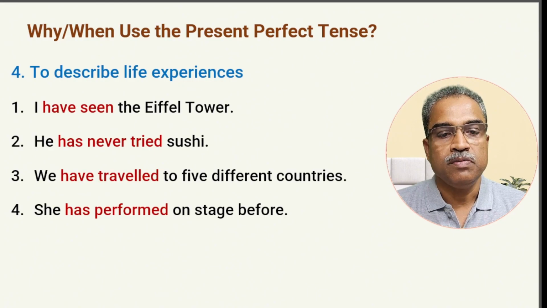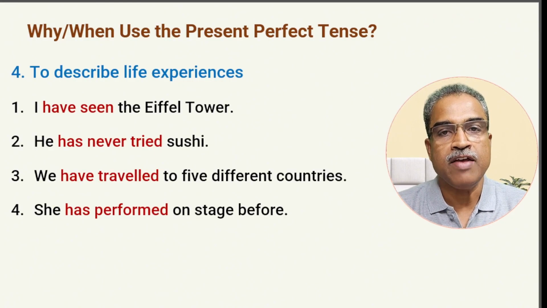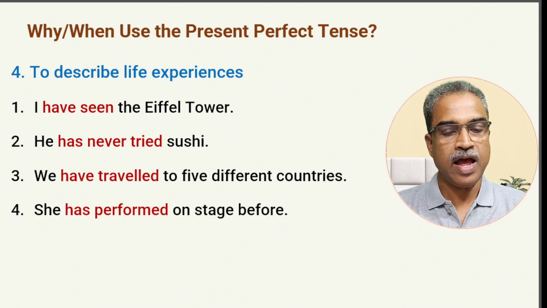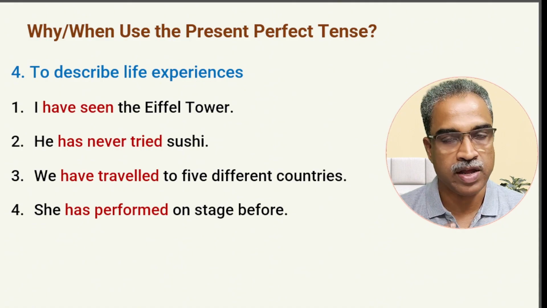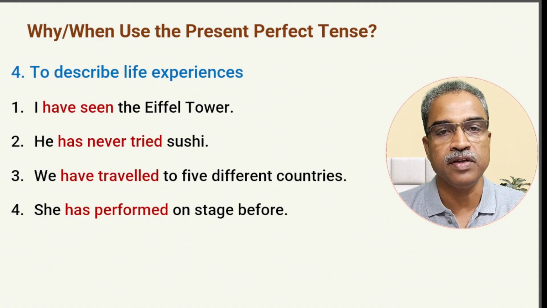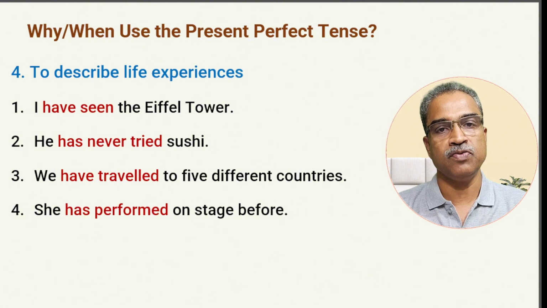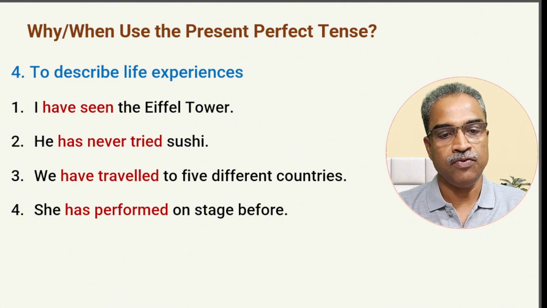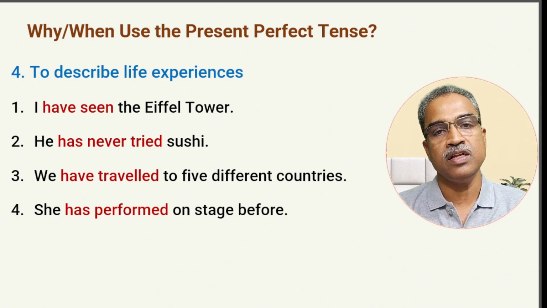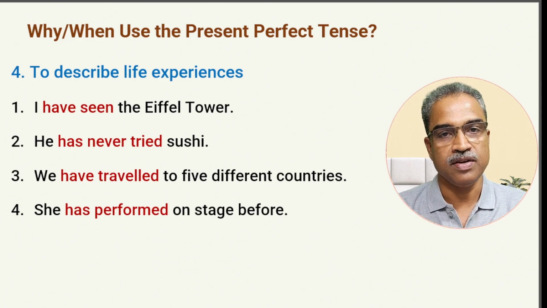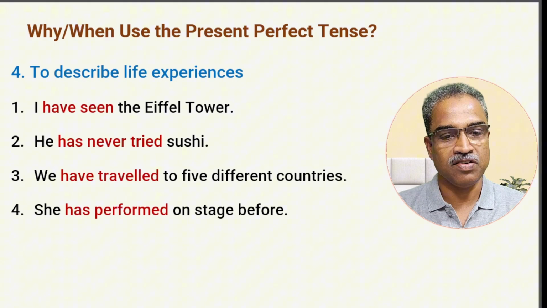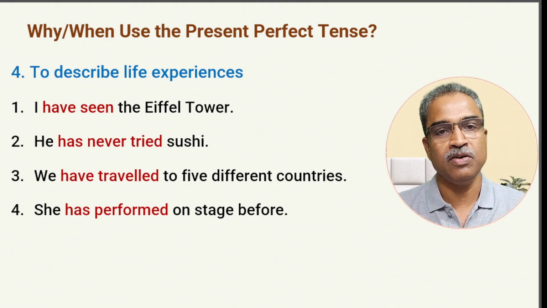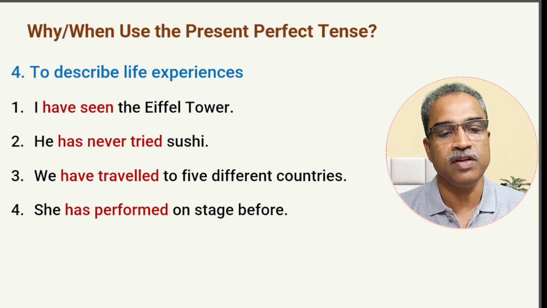We also use present perfect to describe our life experiences. For example, I have seen the Eiffel Tower. It has been a great experience for me. Well, I have not seen it, but I'm just giving this example here. So it's a life experience for me, seeing the Eiffel Tower. I have seen it maybe recently, maybe 1 month ago, maybe a year ago, maybe 10 years ago, but still it has relevance, and it's been my experience.